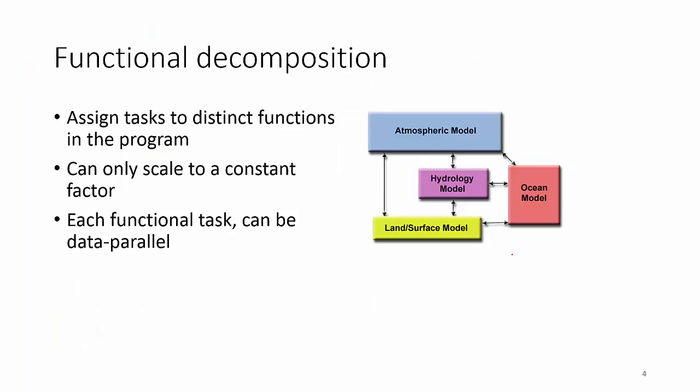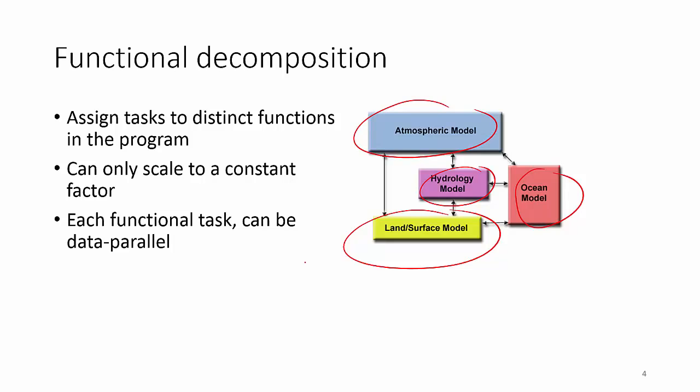The other kind of parallelism is functional parallelism, or functional decomposition. In functional decomposition, you assign tasks to distinct functions in the program. Here is a graph showing different tasks in some kind of weather prediction algorithm. You have a model for the atmosphere, an ocean model, a hydrology model, and a land surface model, and they interact in different ways. You make a task for each of these models that can execute in parallel, and then they interact while executing. This is, in some cases, a very natural way of defining a parallel program.